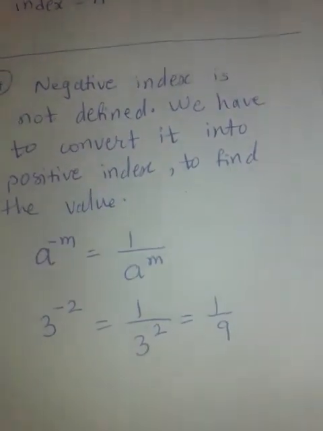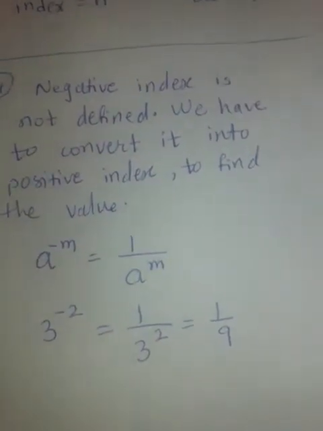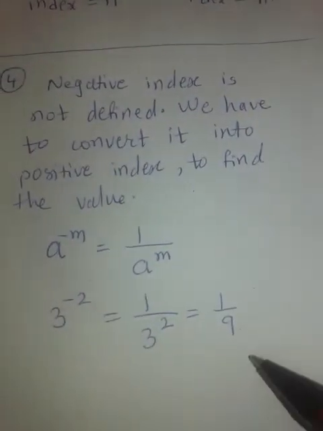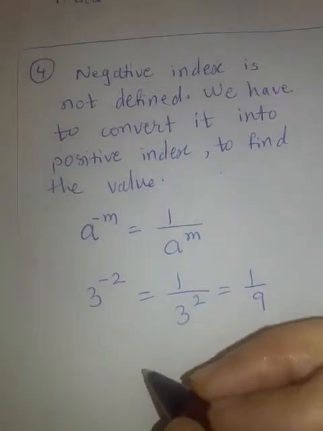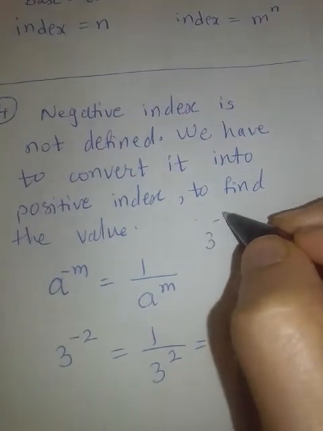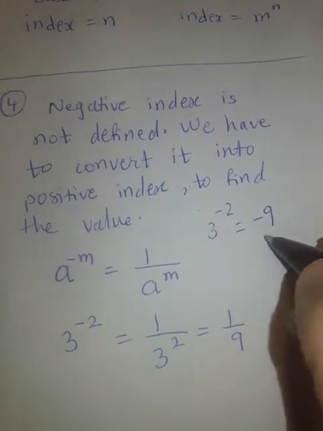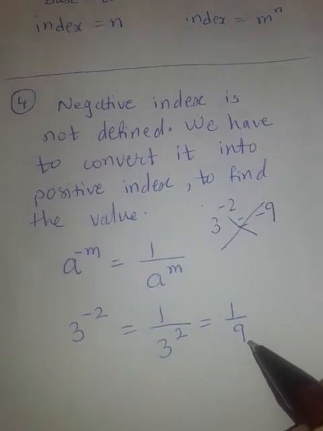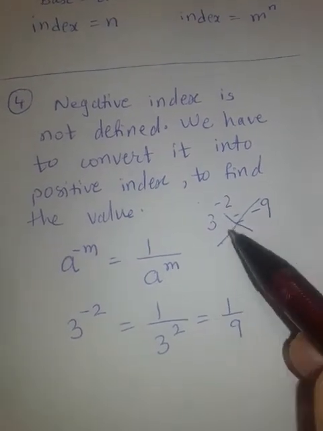Denominator में आ गया तो plus हो जाता है. So 3 raised to minus 2 is what? 1 upon 3 raised to 2, that is 1 upon 9. Again, a common mistake some students make is this. They think 3 raised to minus 2 means minus 9. It's not right. 3 raised to minus 2 is 1 upon 9. So don't make this mistake.